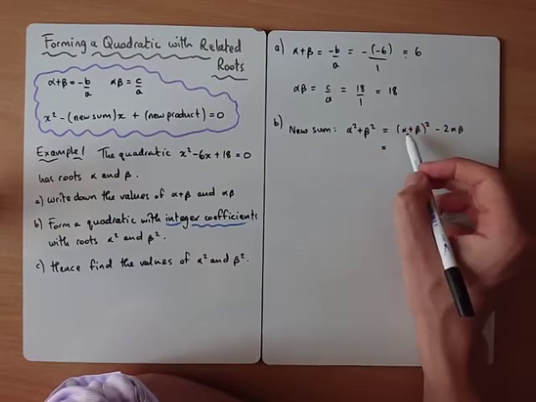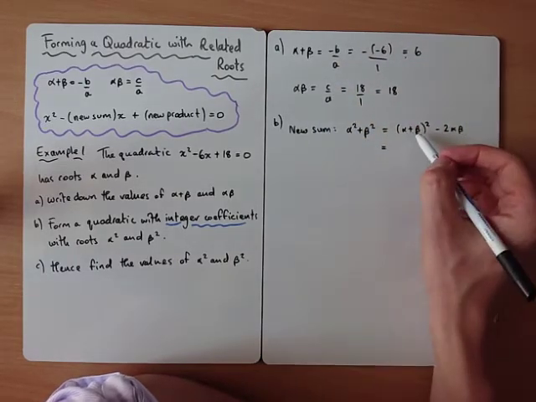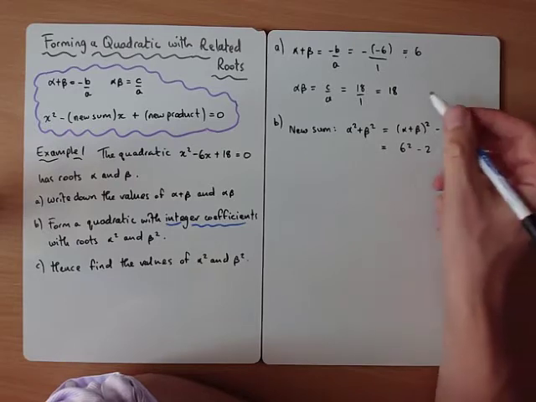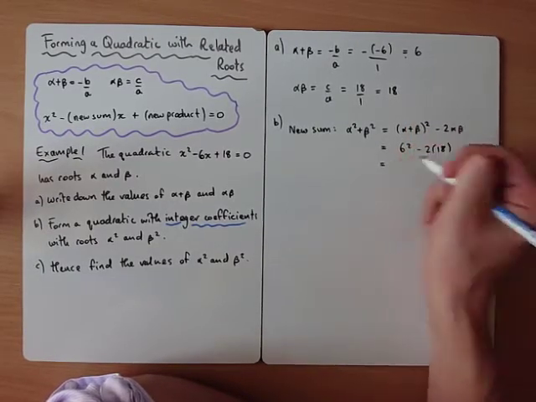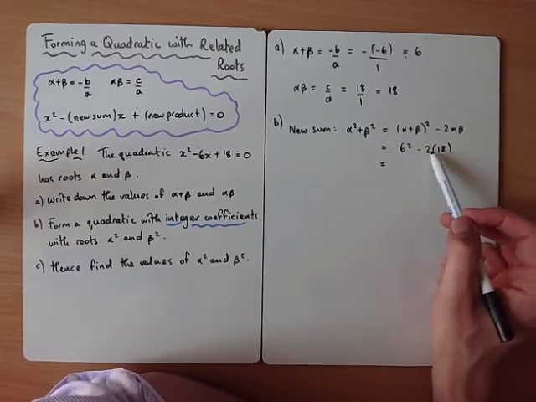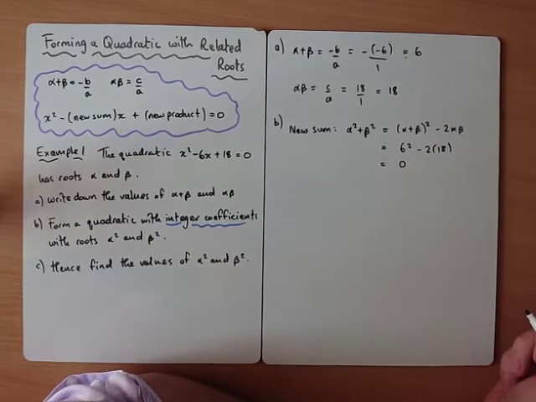So because we've written it in terms of the sum and the product, we can actually evaluate what this is. Okay, alpha plus beta squared would be 6 squared minus 2 lots of alpha beta, so minus 2 lots of 18. Okay, so that would give us 6 squared, 36, minus 2 times 18, minus 36. We actually get 0 for our sum.